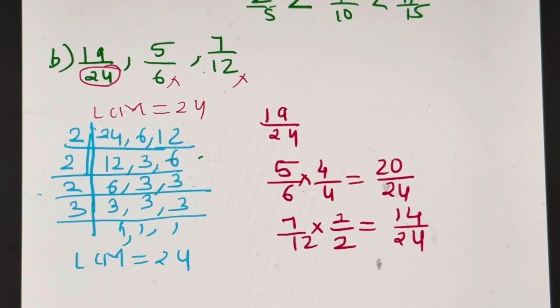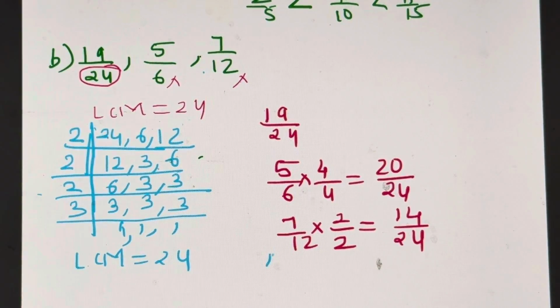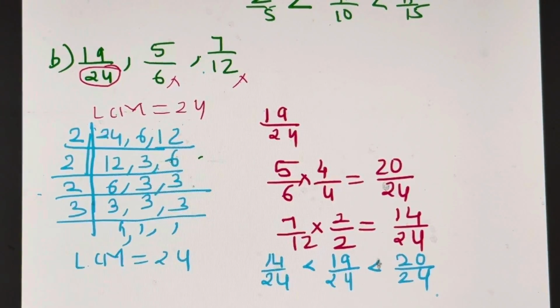Right? Now the denominator is same. So you can write the order of the answer. First one is 14 upon 24. That is less than 19 upon 24. That is less than 20 upon 24. So this is your answer number B.